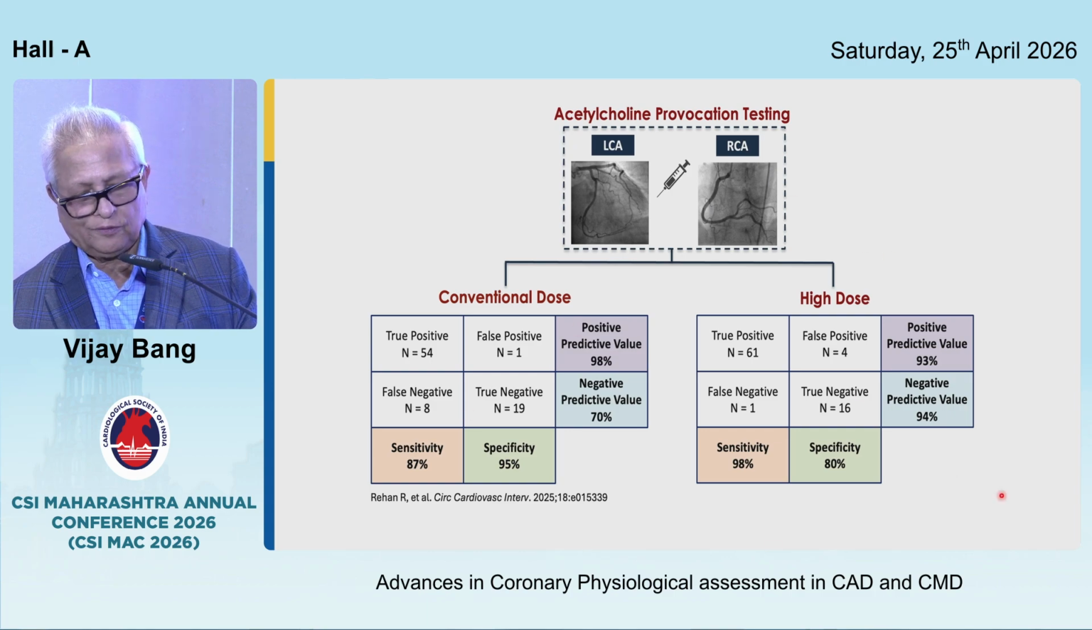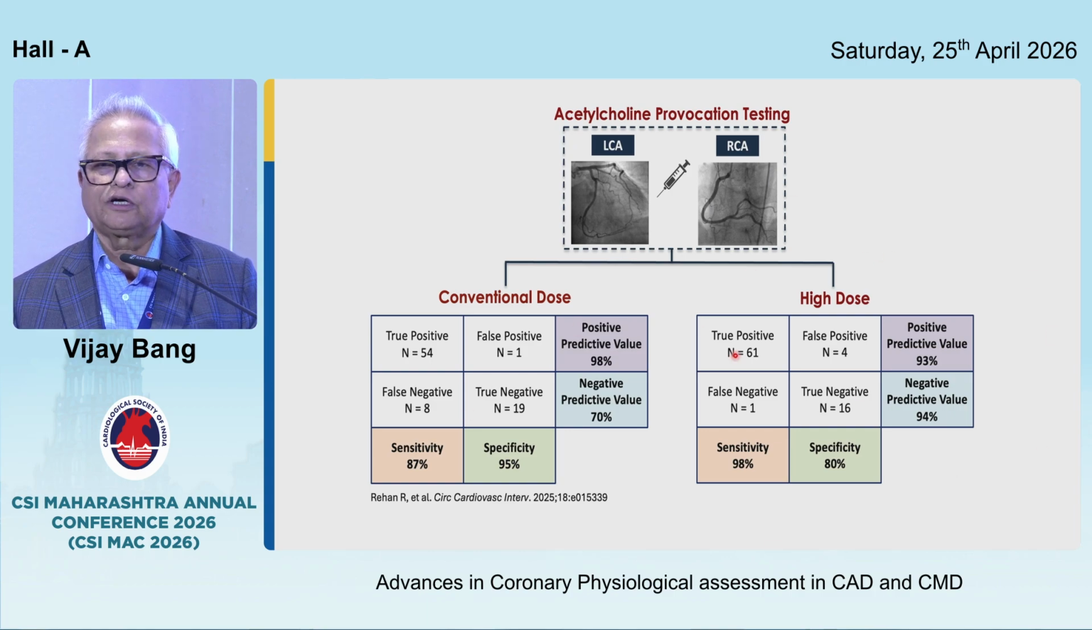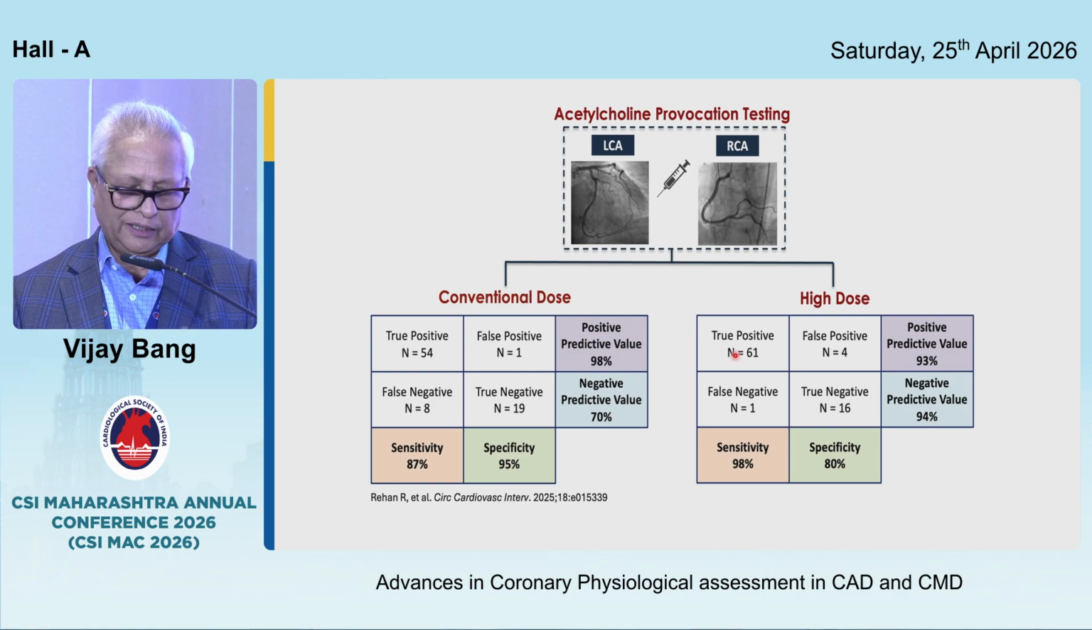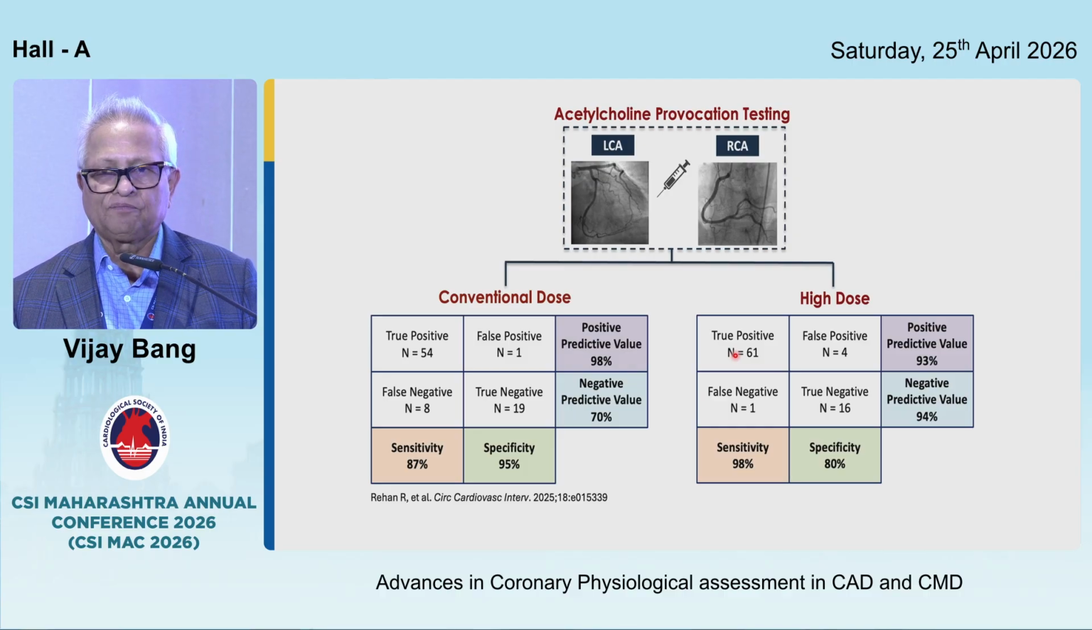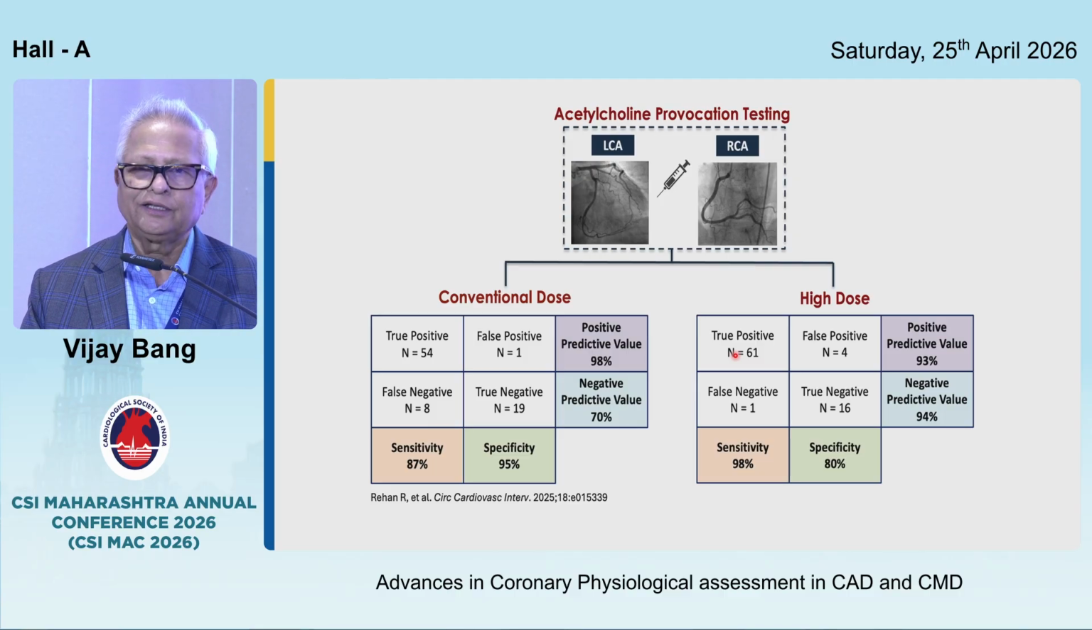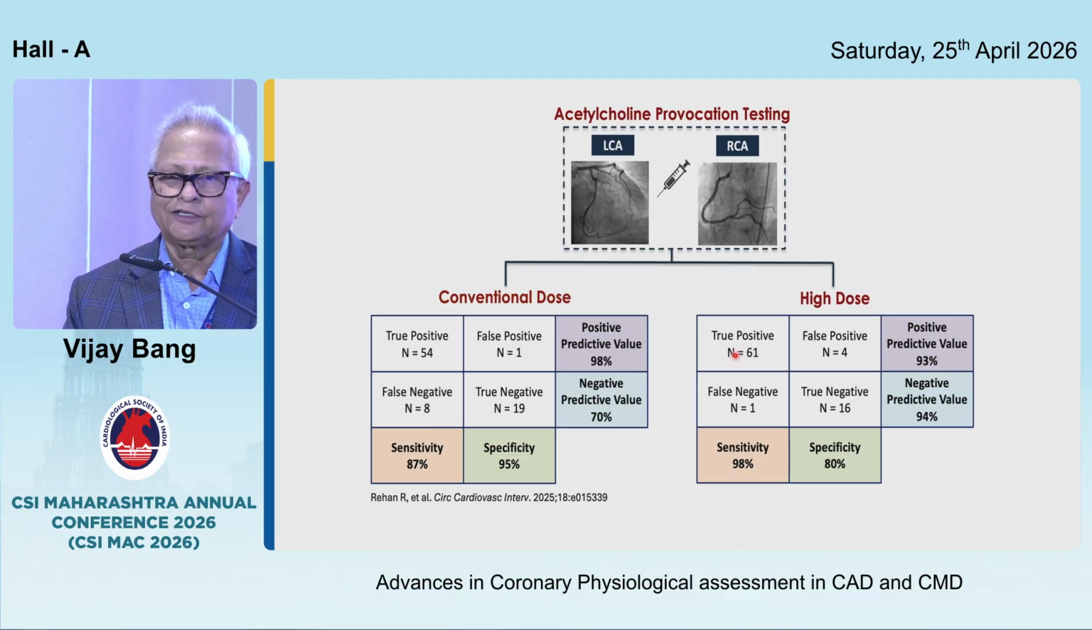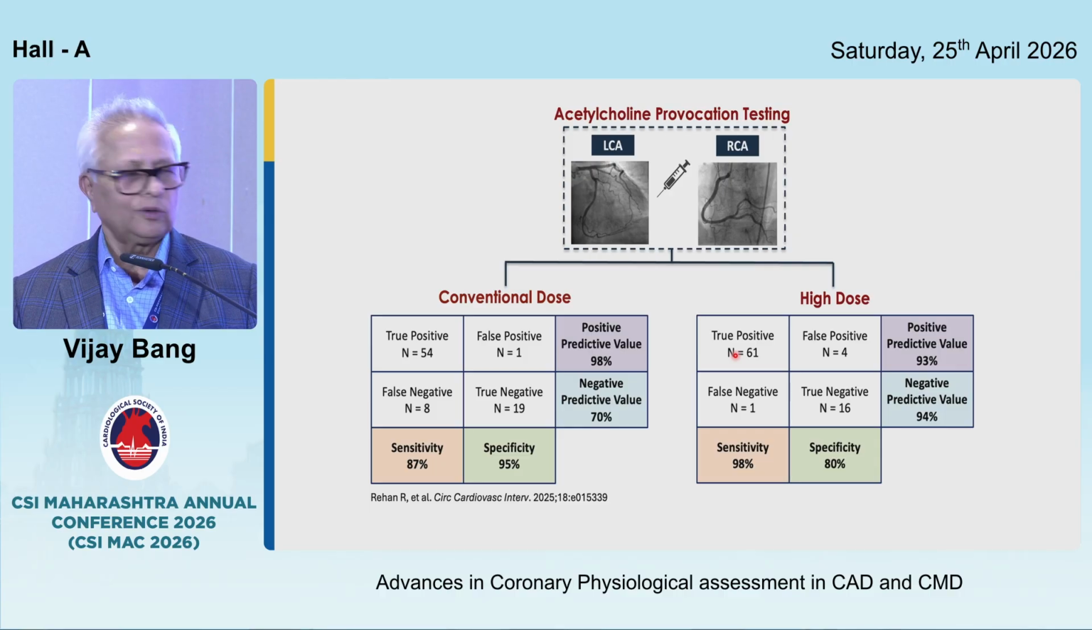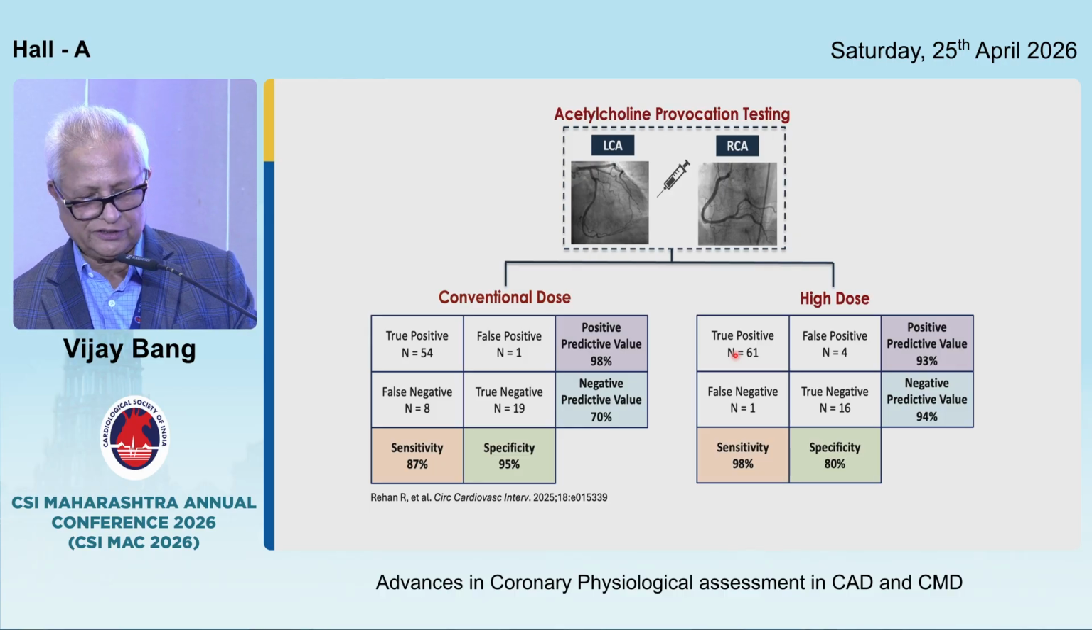But the higher dose of acetylcholine, which is about 100 to 200 in the LAD and 80 to 100 in the RCA, to do the testing, we may need to use a microcatheter to inject specifically in the coronary artery, because if we inject in the guiding catheter, it may be outside, we may not know, and we may not get a true acetylcholine test result.